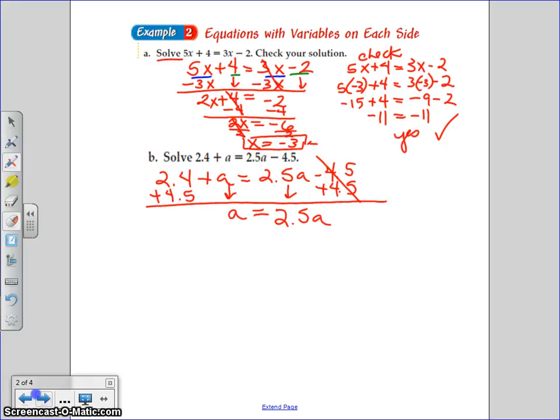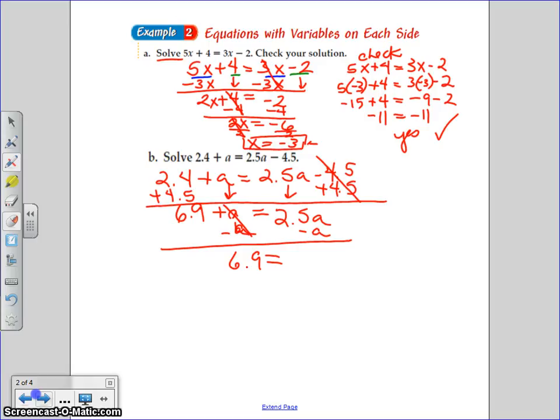And 2.4 plus 4.5 is 6.9 plus a equals 2.5a. Now I'm going to subtract a from both sides, so that's minus a on both sides, right? Remember, there's a 1 in front of that. So a minus a will be 0, and I'll just have to put 6.9.